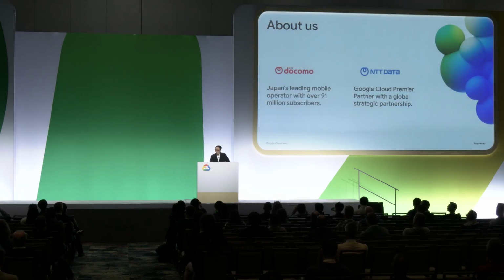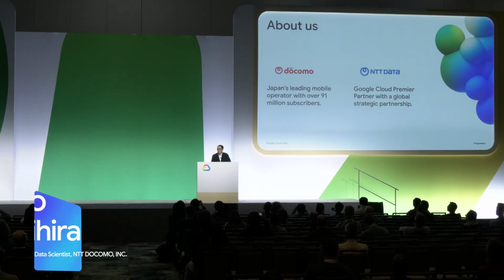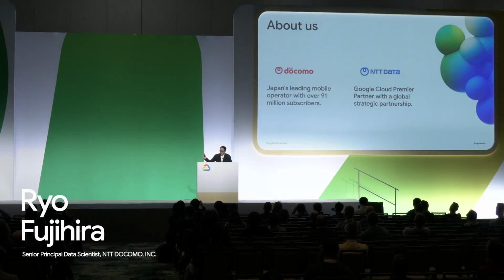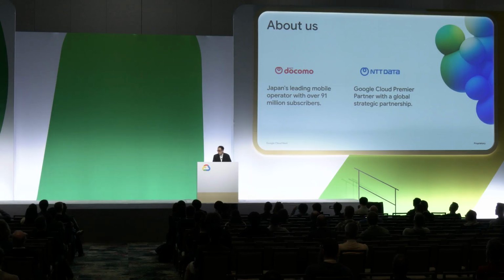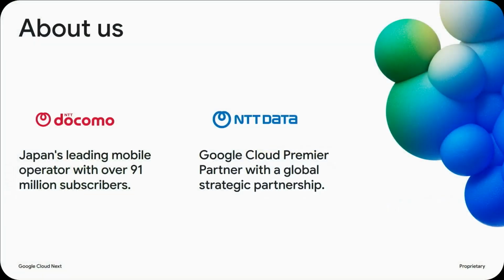Hi, everyone. I'm Ryo from NTT Docomo, the largest mobile carrier in Japan. Joining me is Yusei from NTT Data, a Google Cloud Premier partner with a global strategic partnership. Together, we built a data platform I'd like to walk you through today. The question we keep asking ourselves: how do we open data access to everyone in the organization without compromising security? Today, I want to show you how Zero Trust principles on Cloud Run made both possible at the same time.